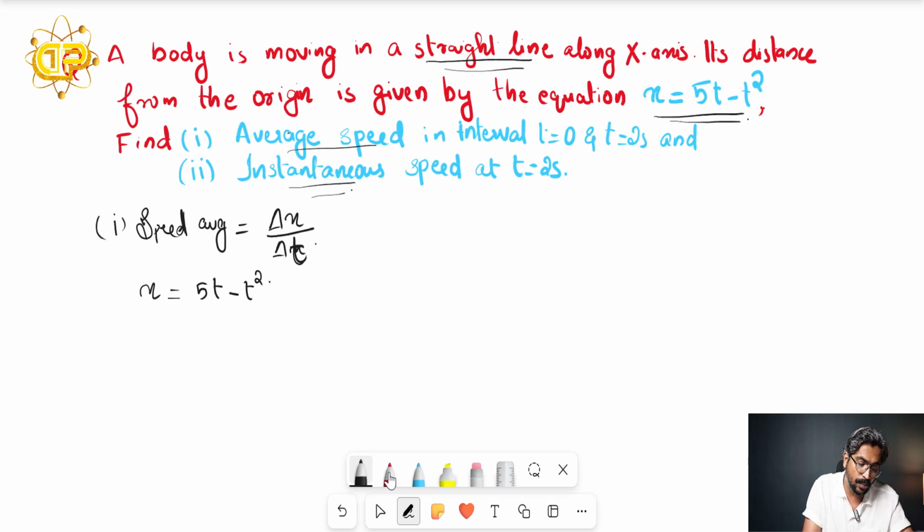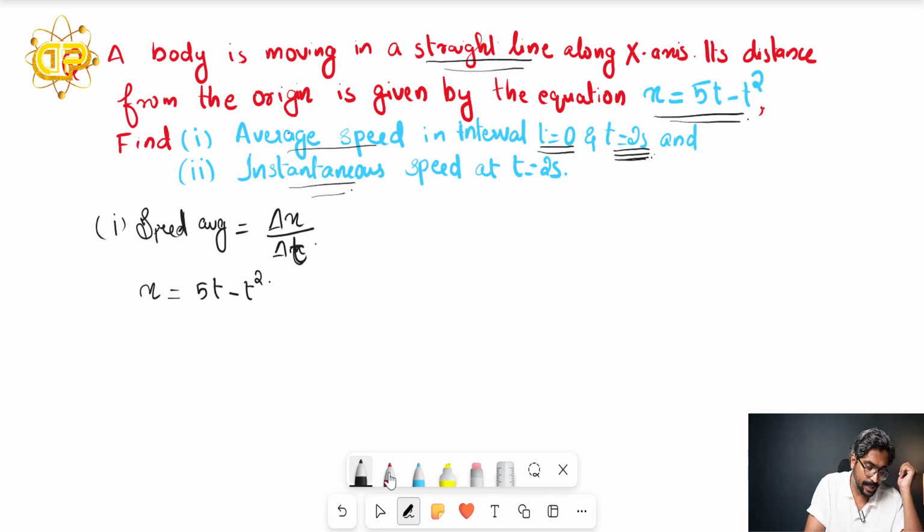But here one more thing is given, t is equal to 0. We need to find out x at t is equal to 0 and at t is equal to 2. So here we need to find two things, that is t at 0 and t is equal to 2 seconds. What will be the corresponding x there?